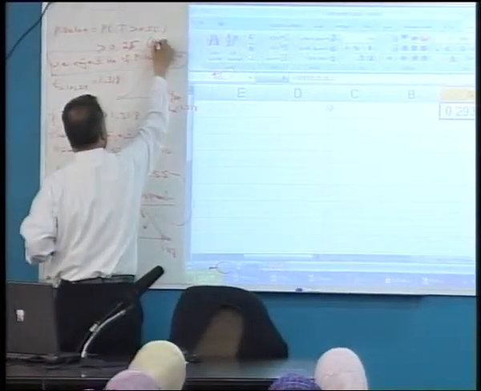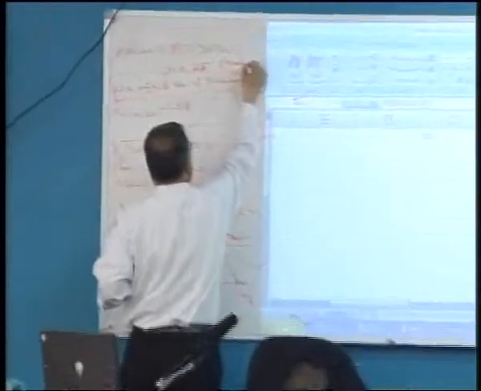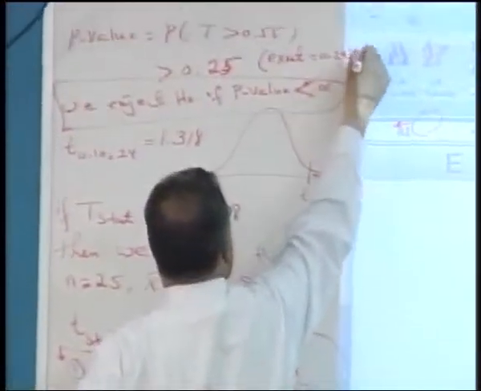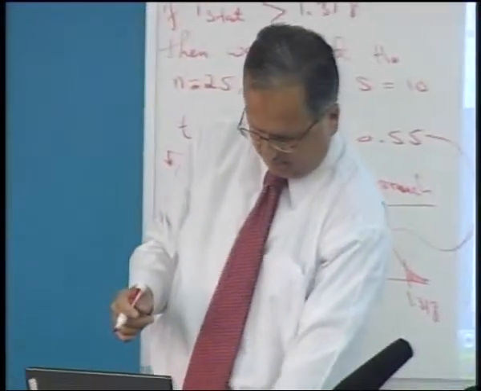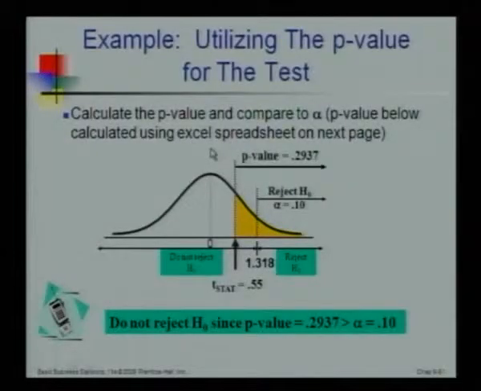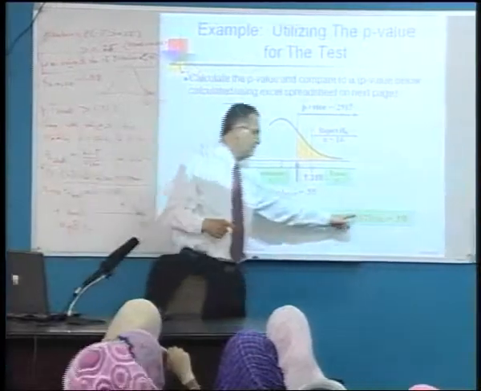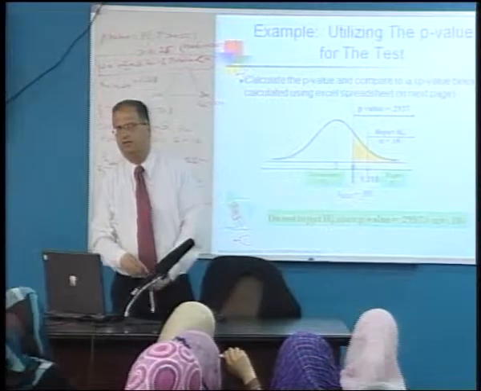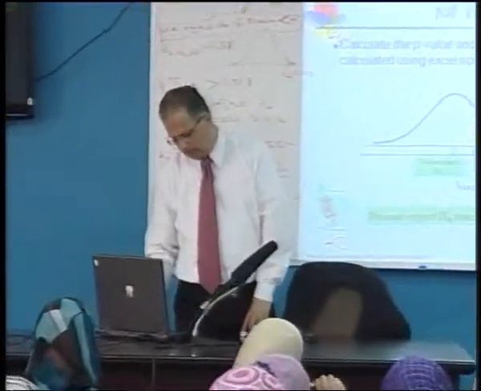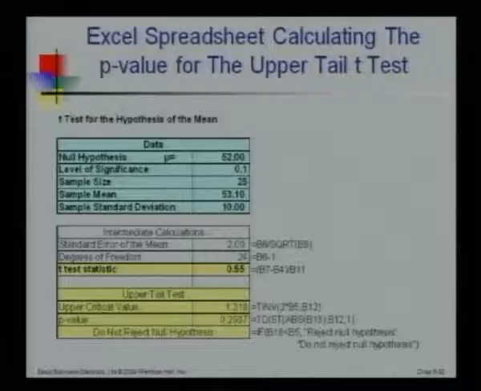Exact answer equals 0.2937. So either one will give the same conclusion. It's 0.2937, or greater than 25%. We reject if the p-value is smaller than alpha, but this p-value is greater than alpha, so we don't reject the null hypothesis. So we end with the same conclusion.